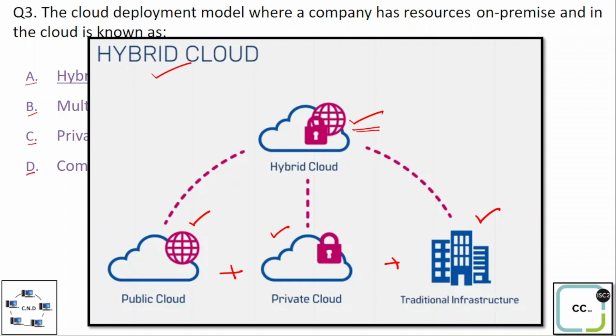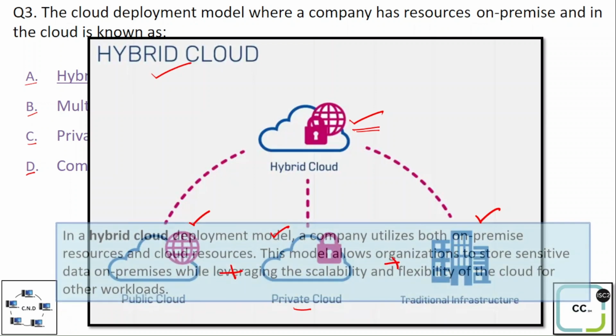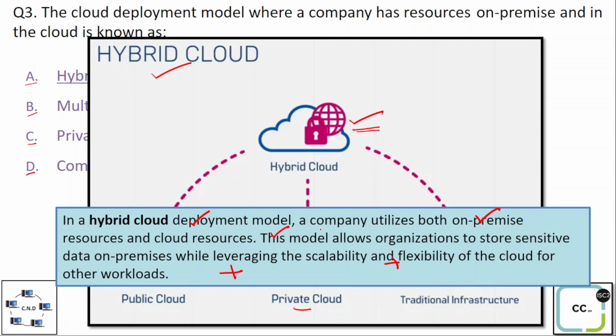So I hope you got the answer that the hybrid cloud is basically a combination of public cloud as well as any other cloud type, such as the private cloud or the community cloud, or in this case the on-premises infrastructure. So in a hybrid cloud deployment model, a company utilizes both on-premise resources and cloud resources. This model allows organizations to store sensitive data on premises while leveraging the scalability and flexibility of the cloud for other workloads.